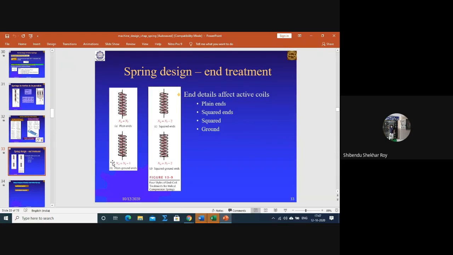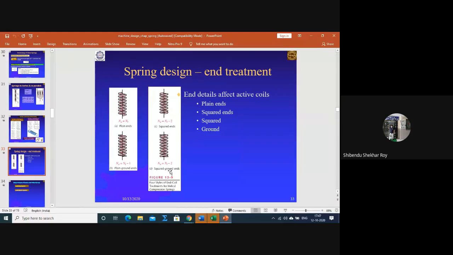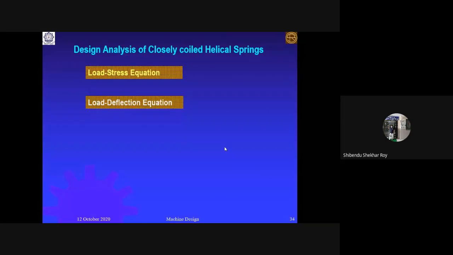Two more are there, square ends. If it is a square end, then the number of active coils equals the total number of coils minus 2, that is 2 less. Similarly, for squared and ground also, the number of active coils equals the total number of coils minus 2, or in other words, the total number of coils equals the number of active coils plus 2. So this relation you have to remember.